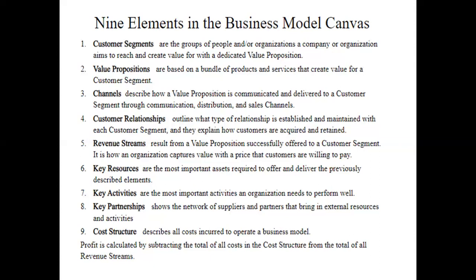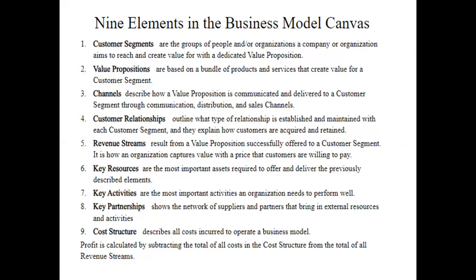Fourth one is customer relationships. They outline what type of relationship is established and maintained with each customer segment, and explain how customers are acquired and retained. Fifth one is revenue streams. They result from the value propositions successfully offered to a customer segment. It is how an organization captures value with the price that customers are willing to pay.